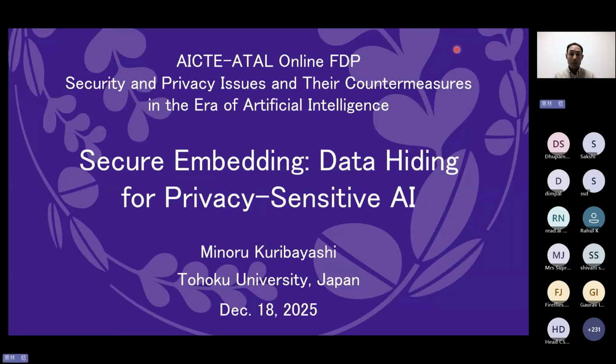Okay, and I'm Minoru Kuribayashi from Tohoku University, Japan. Today the title is Secure Embedding, Data Hiding for Privacy-Sensitive AI. Basically, my talk is related to data hiding for AI models, but it is also related to protection against illegal copying of DNN models. So not only data hiding, but also the management of the AI models is the main topic of today's talk.